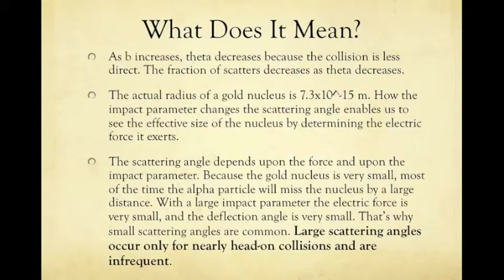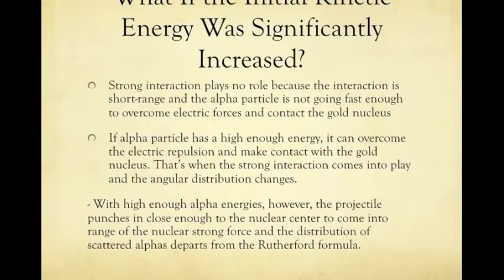We can conclude that the scattering angle decreases as b increases because the collision is less direct. In reality, because the nucleus is so small, the alpha particle will miss it by a large distance, so the smaller scattering angles are more common. Ultimately, this angle enables us to see the effective size of the nucleus by observing the force it has. So what if the kinetic energy was significantly increased?